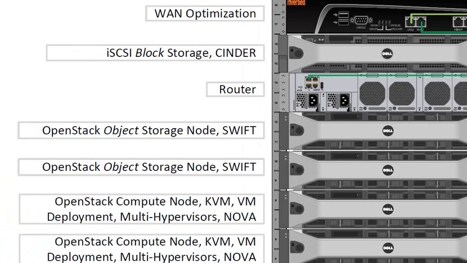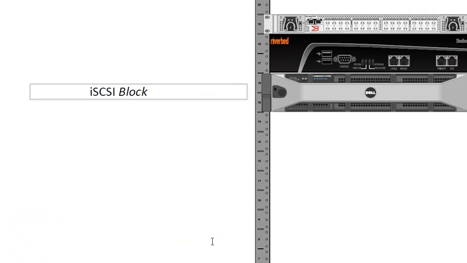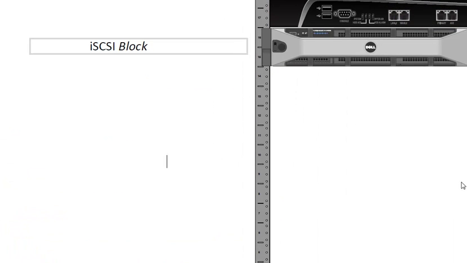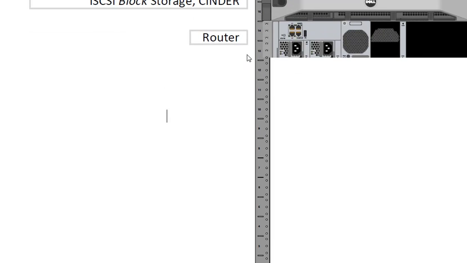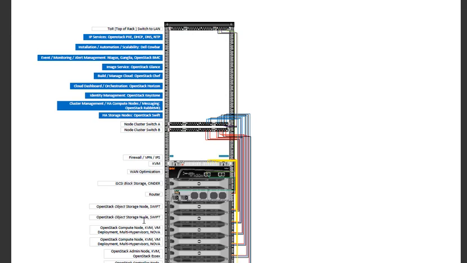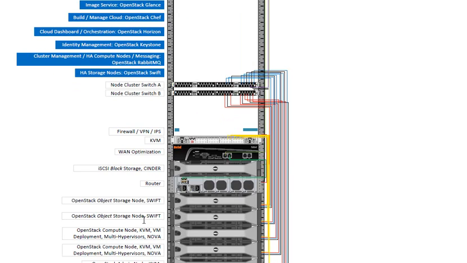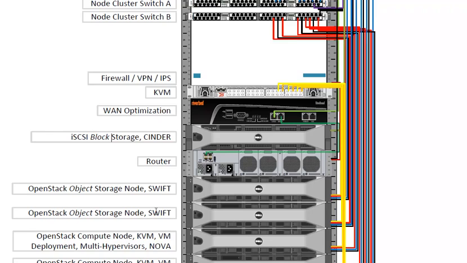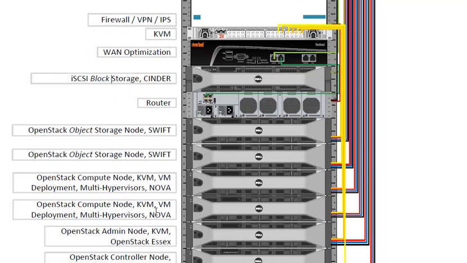So let's shift back over here and talk a little bit more about what this looks like. Whoa, now isn't that an interesting picture? I don't know why that did that, but we'll just continue on here and act like it didn't happen. All right, so here we have our storage nodes.